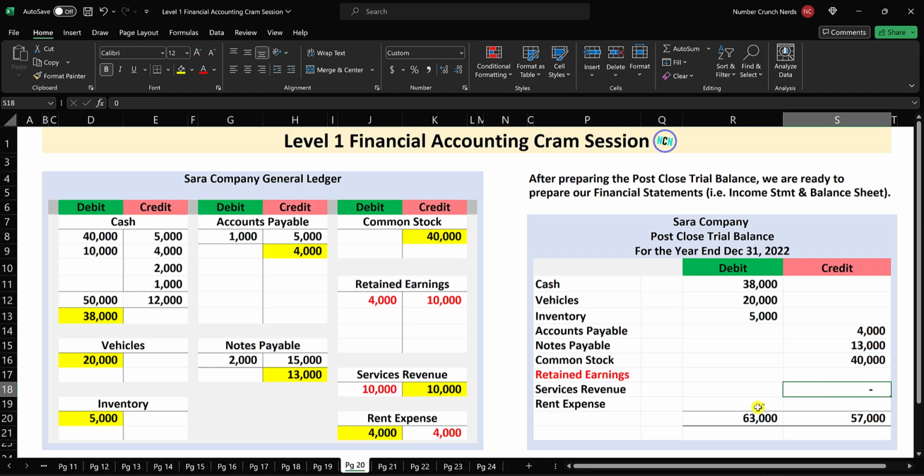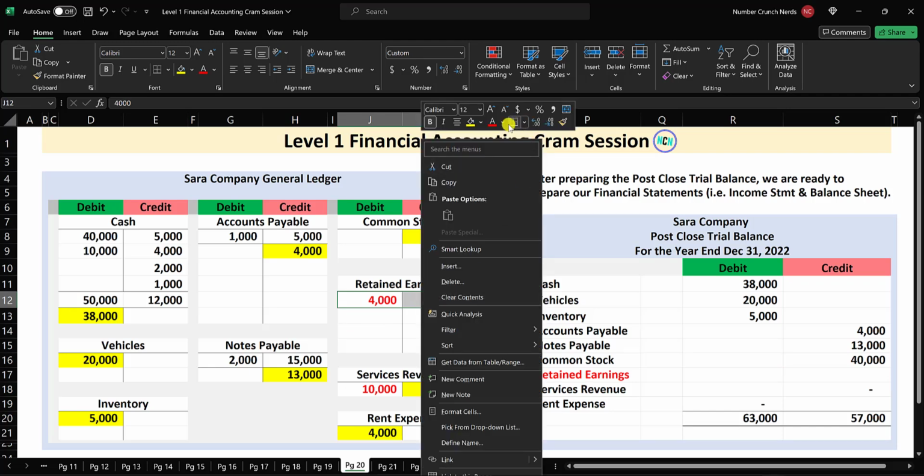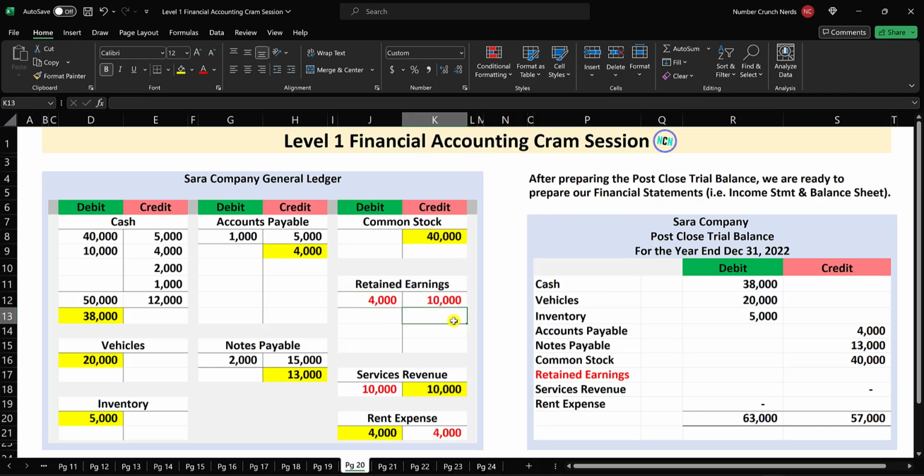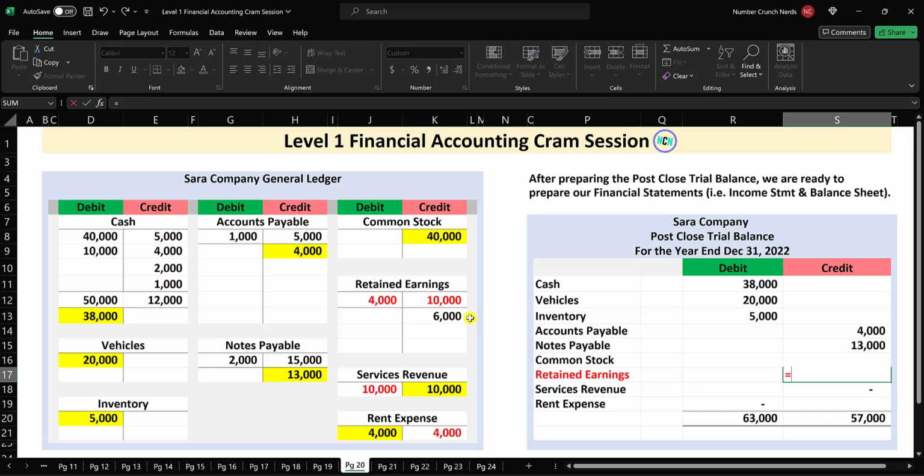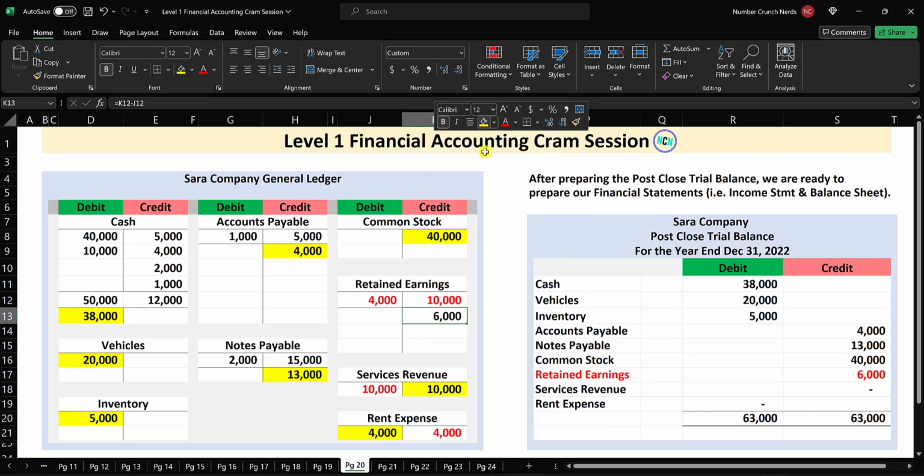Okay, these 2 are no longer in there because we have closed these accounts. What goes here? What's going to go here is the net balance. So what we have to do, as I said, we'll put a line here to show we're doing a calculation. We're going to take the larger number. We're going to subtract off the smaller number. We're going to get 6,000, and we're going to go over here and put 6,000 right there. And we're going to see that after we make that entry, the trial balance balances once again.